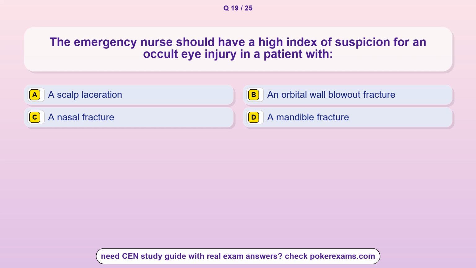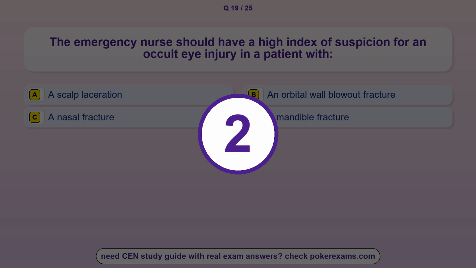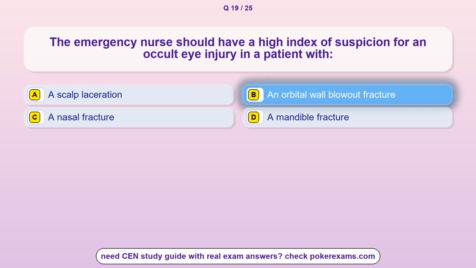Question 19. The emergency nurse should have a high index of suspicion for an occult eye injury in a patient with option A, a scalp laceration. Option B, an orbital wall blowout fracture. Option C, a nasal fracture. Option D, a mandible fracture. The correct answer is option B, an orbital wall blowout fracture.